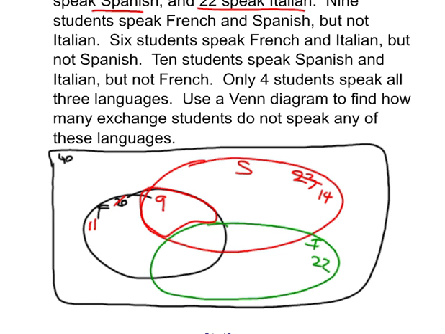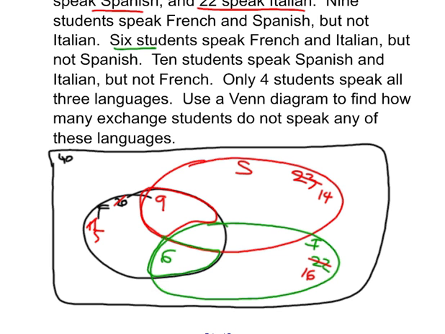The next bit of information that they give me is that 6 students speak French and Italian. So French and Italian, the common area there would be the part inside that circle. And they tell us, again, 6 students who speak French and Italian. So there's 6 students that fall in that circle, which means I have to reduce this from 11 down to 5, and this from 22 down to 16.